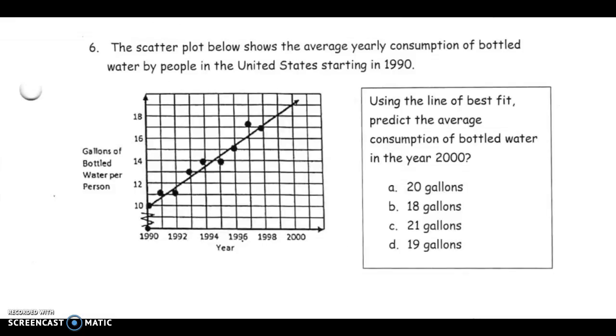Number 6, the scatter plot below shows the average yearly consumption of bottled water by people in the United States starting in 1990. You have gallons of bottled water per person and then the year range. Use the line of best fit, predict the average consumption of bottled water in the year 2000. These are all in gallons.